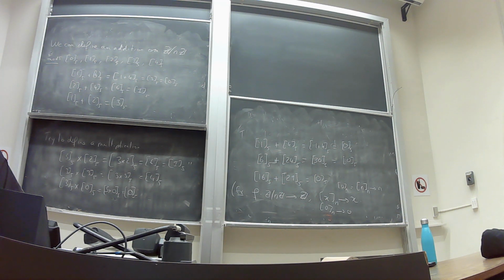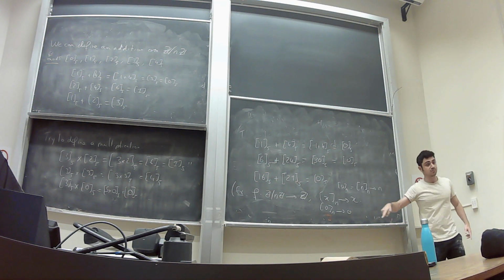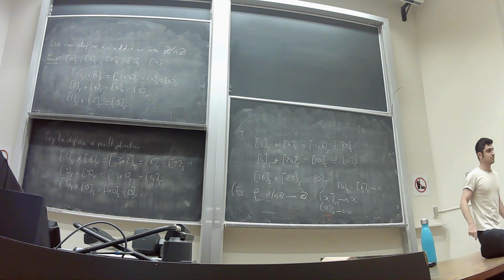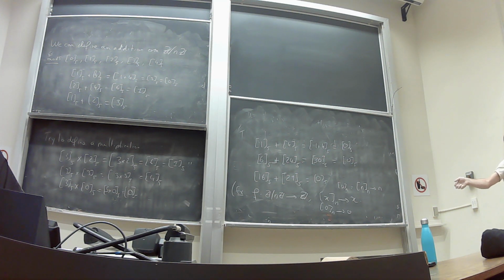Isn't n not an element of Z, the domain? It's the class of n. It's not the number n. Oh, right. The class of n is an element of Z mod n. It's equal to the class of 0. Okay? Do you understand this? Is it clear?